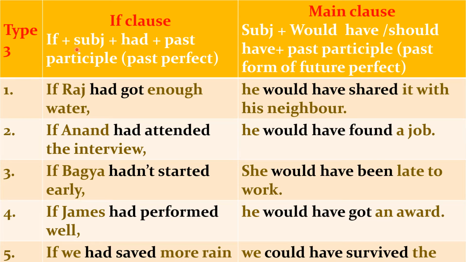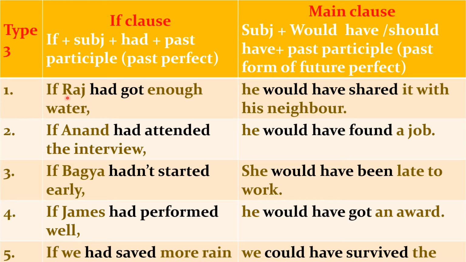See the structure. If plus subject plus had plus past participle, or if plus subject plus past perfect in the if clause. Subject plus would have or should have or could have or might have plus past participle, that is the past form of future perfect, in the main clause.